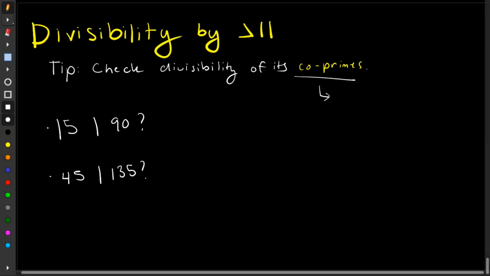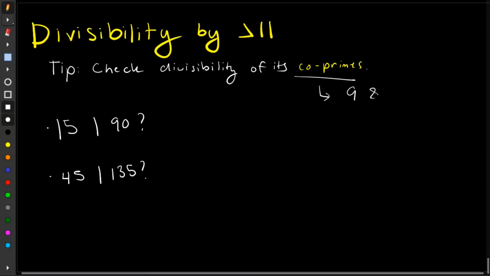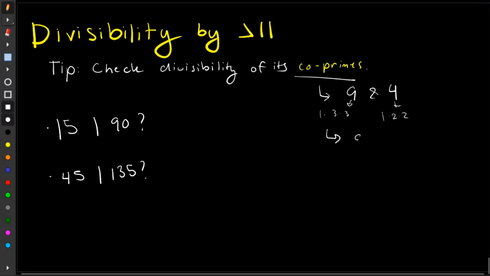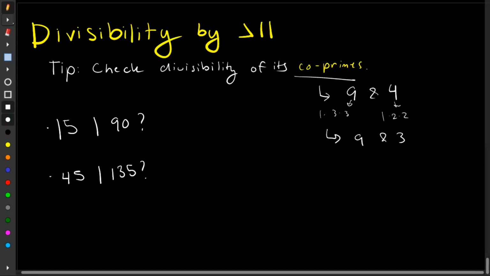So say if we have 9 and 4. Even though these two numbers are not prime, since this one is divisible by 3, this one is divisible by 2, if we check their common factors, their only common factor is 1. So indeed, this is 3 times 3, this is 2 times 2, it's 1. So they don't have any common factors. While if we have 9 and 3, these are not co-primes, since their common factor is 3, not 1.